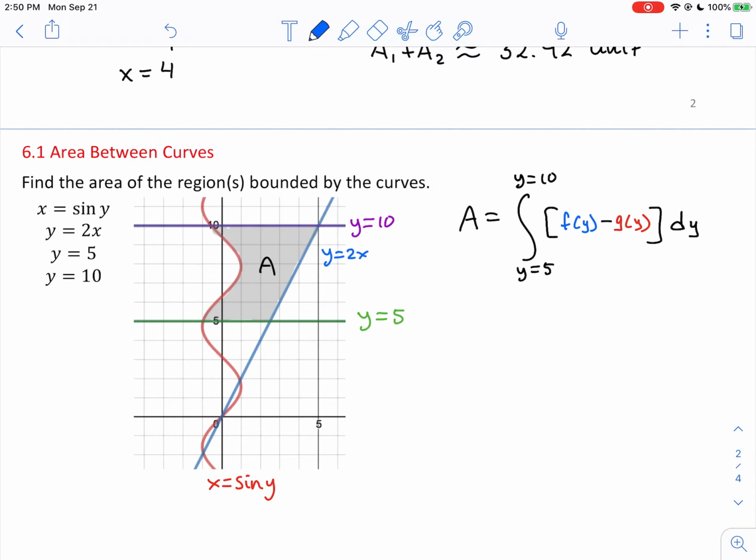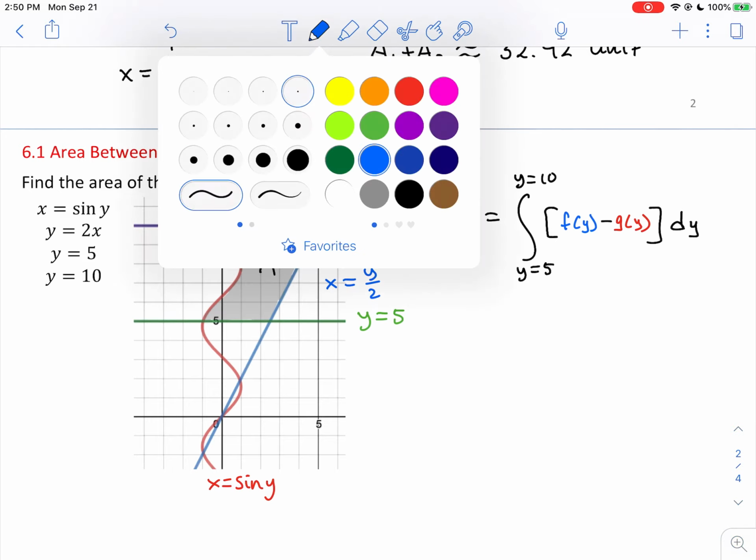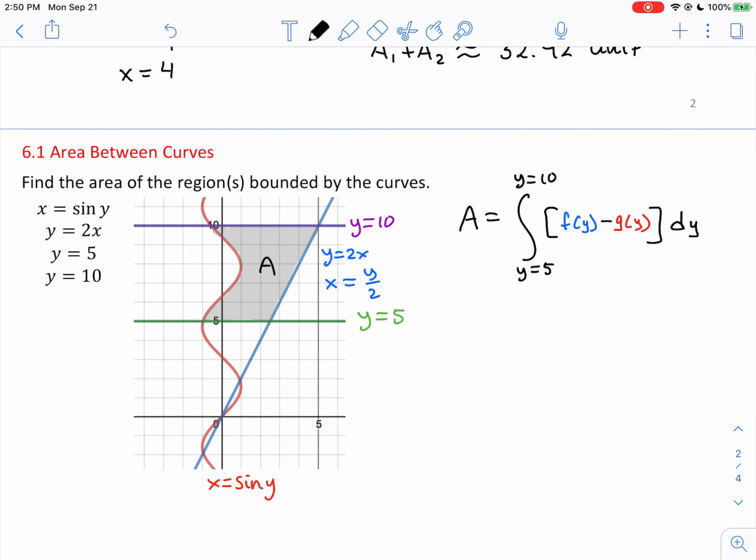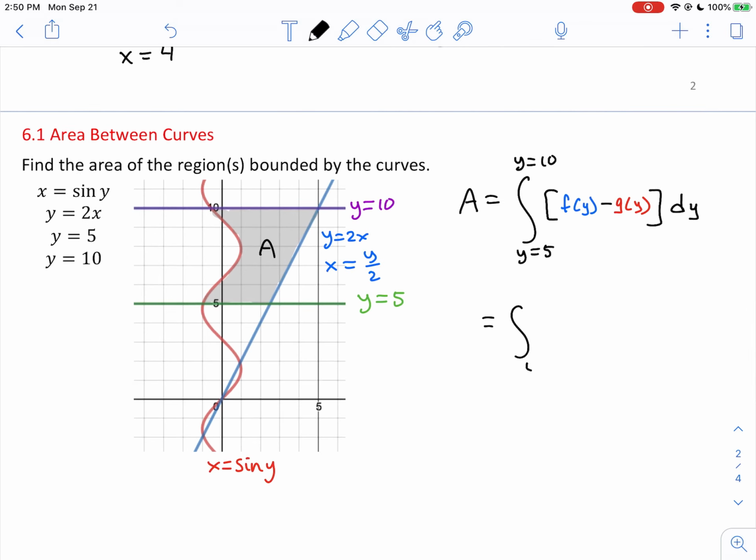Solve it for x is how you do this, because you get x is equal to y halves. You know, these are the exact same curve. They make the same shape. They're just one is solved for y and the other is solved for x. You just have to know which one you want to use in your setup. Now, because we're doing horizontal strips, you want to express everything as functions of y. My integral will go from 5 to 10. And my f of y is the y halves minus, and then the g of y is just sine of y, and then the dy.